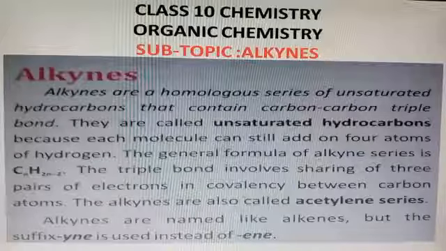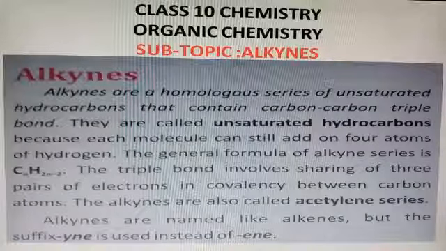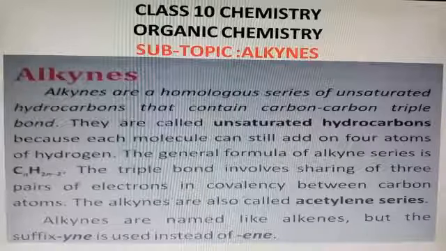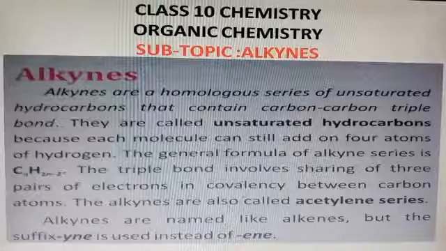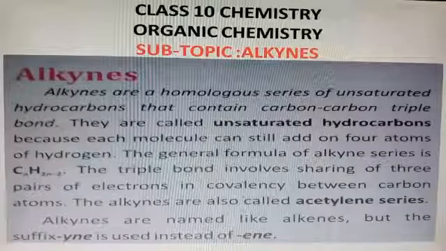Good morning, dear children. Last class we did alkenes, hydrocarbons. Hydrocarbons are of three types. If you go specific, they are alkanes, alkenes, and alkynes. Alkanes will have a single bond, carbon-carbon single bond. Alkenes will have carbon-carbon double bond, and alkynes will have carbon-carbon triple bond.